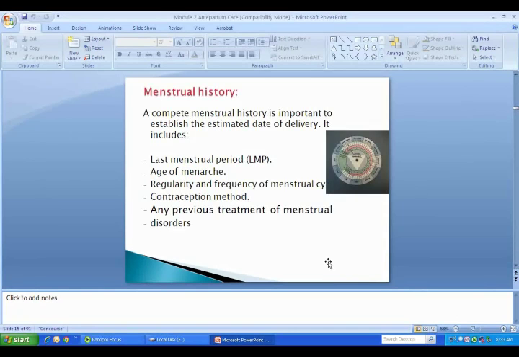We also have to establish an approximate gestational age of the fetus, so we need to know when her last menstrual period was, her age of menarche, how regular her menstrual cycle is, because that might affect the dating of the fetus or how old the gestational age is, the contraception method that was used, especially if she's using birth control pills, because estrogen is category X. We can have some teratogenic effects, so we want to know exactly what type of contraception she was on, if she was on contraception, and if she's had any previous treatment of menstrual disorders.